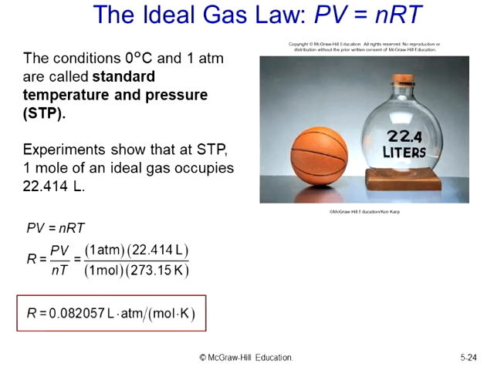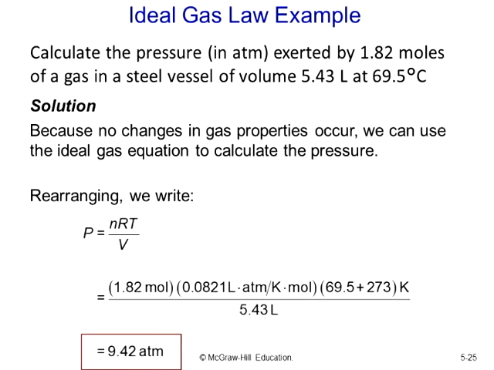So let's do a calculation. Calculate the pressure in atm exerted by 1.82 moles of a gas in a steel vessel with a volume of 5.43 liters and 69.5 degrees C. Right away, I convert the 69.5 degrees C by adding 273 to that.